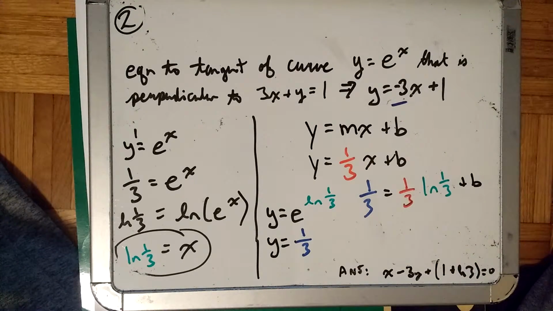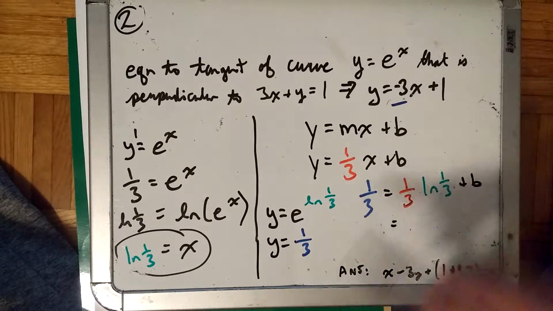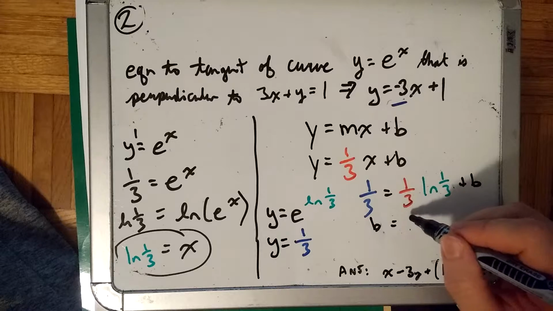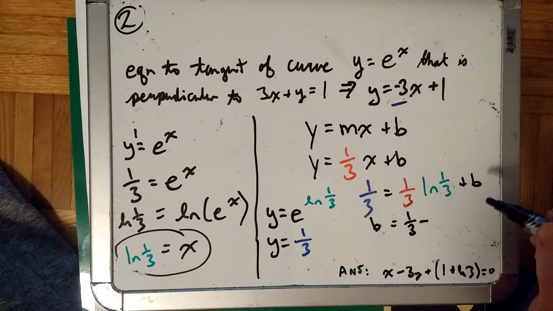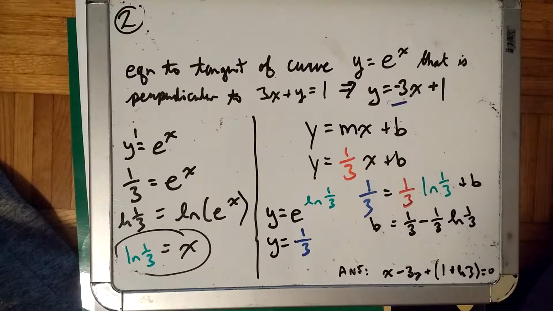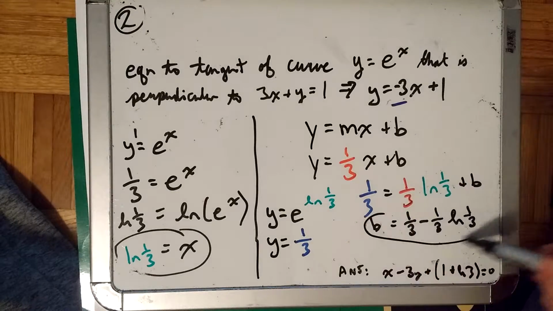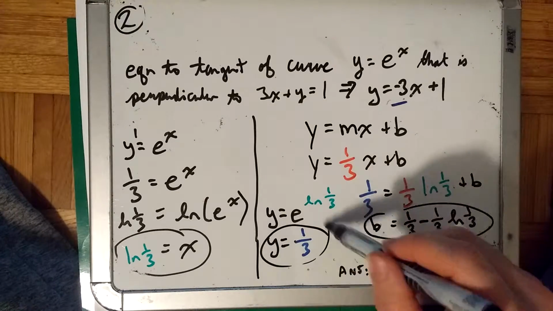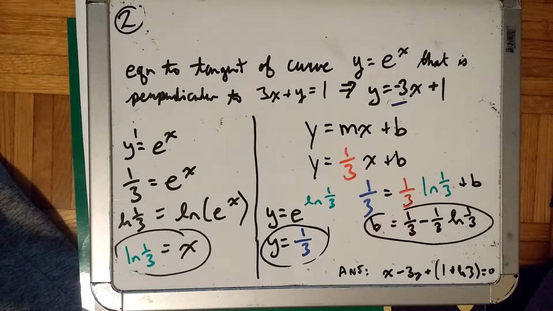Nice. Okay, isolate for b. Super easy. Okay, put everything to the other side, for example. So I'm going to have 1/3 minus, oh, did I screw it up? No, I didn't. Minus 1/3 ln 1/3. A lot of 1/3s going on. We are almost there. Okay, we have this. We have our y. We have our slope, okay, our m. We're basically good to go.